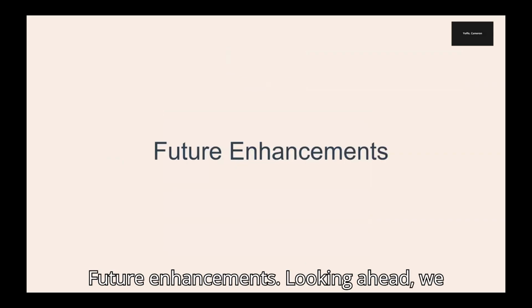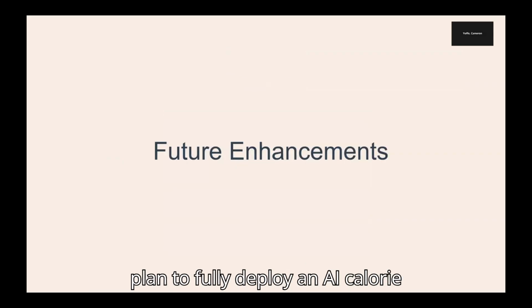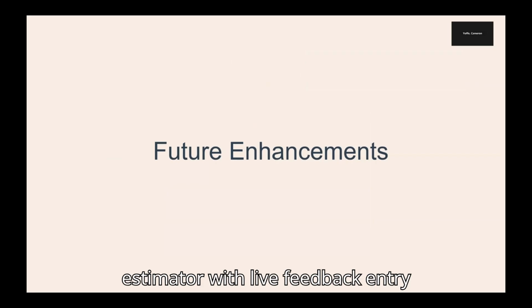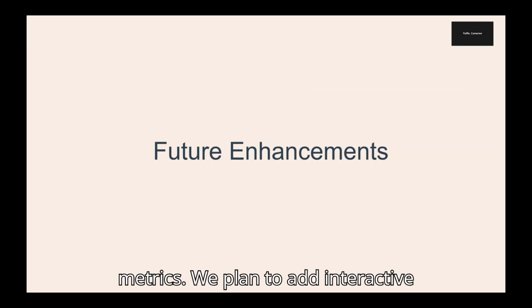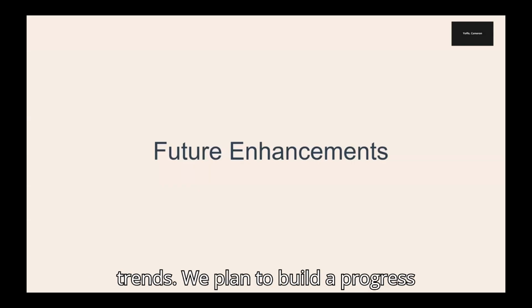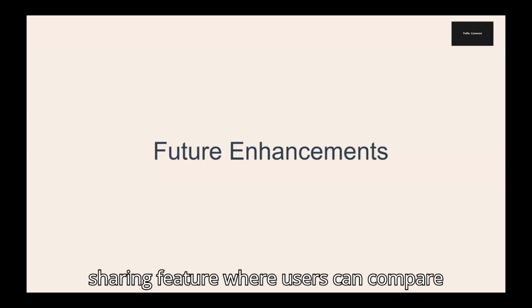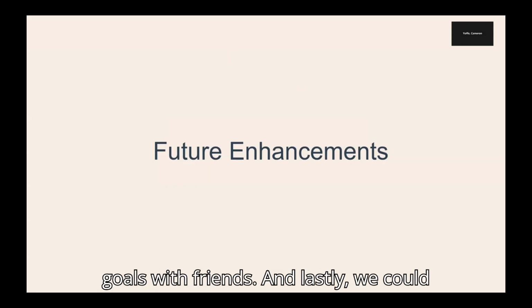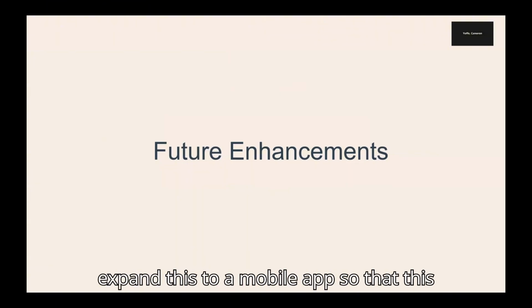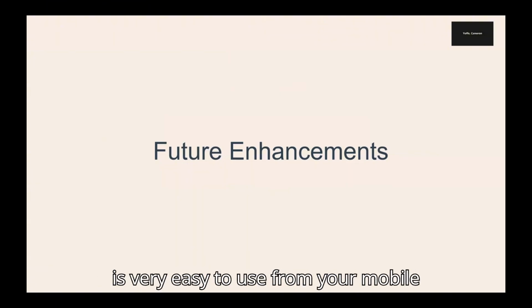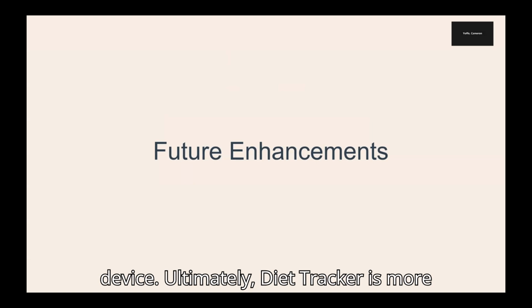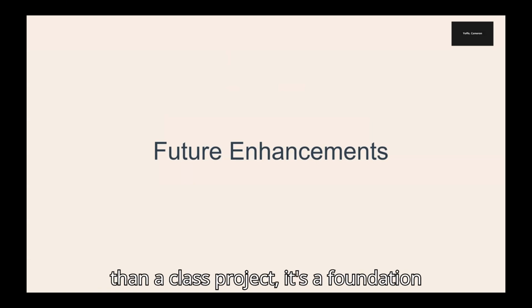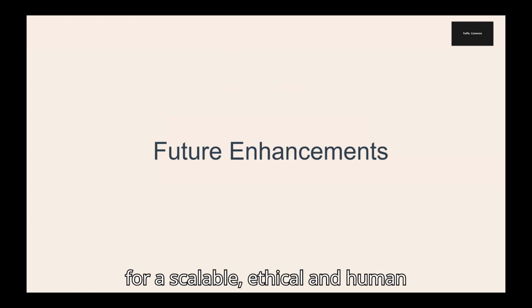Future enhancements. Looking ahead, we plan to fully deploy an AI calorie estimator with live feedback entry metrics. We plan to add interactive charts showing daily and weekly progress trends. We plan to build a progress sharing feature where users can compare goals with friends. And lastly, we could expand this to a mobile app so that it is very easy to use from your mobile device. Ultimately, Diet Tracker is more than a class project. It's a foundation for a scalable, ethical, and human-centered health technology.